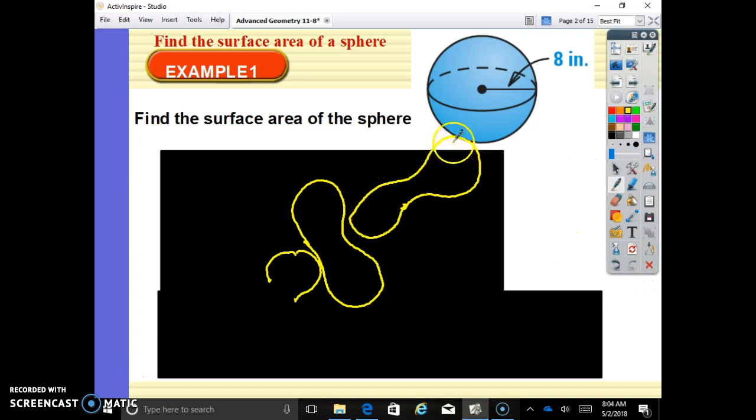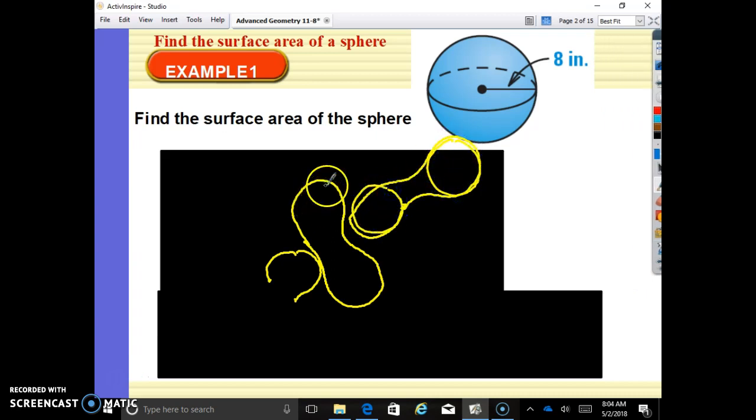So you have 1, 2, 3, 4 circular areas on a baseball that are only slightly smaller than the great circle. Well, this extra piece of leather here and here make up for the difference. So the surface area of a baseball or an orange or any sphere is going to be 4 times the area of the great circle. So 4 pi r squared. The formula for the surface area of a sphere is 4 pi r squared. It's the area of 4 great circles.